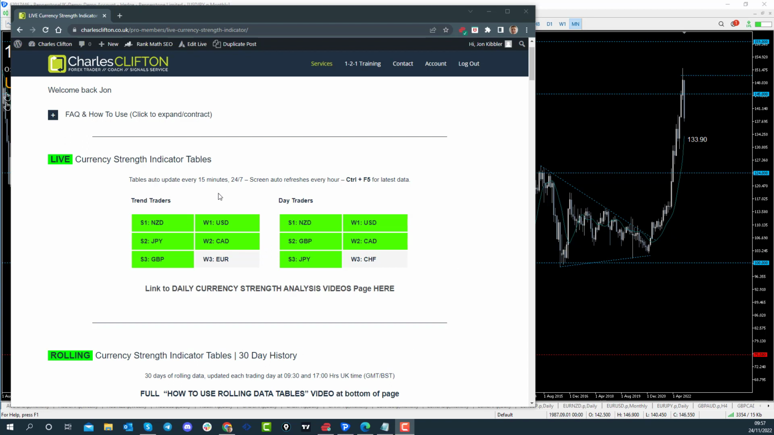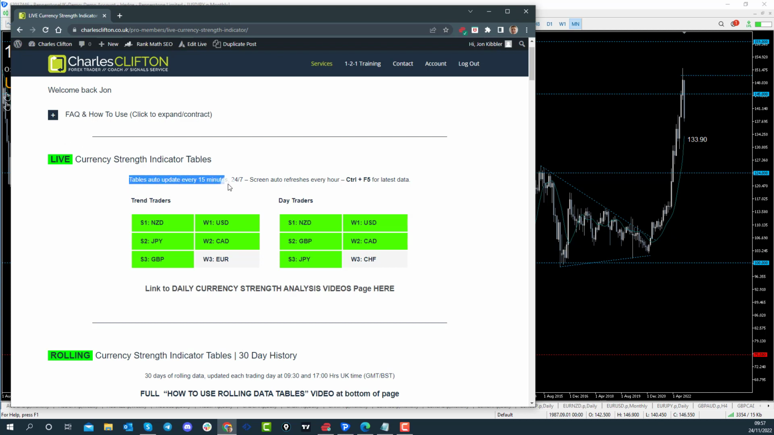Here you can see we have the live currency strength indicator tables in front of us. We have our trend traders table and our day traders table. These are showing the same studies but just highlighting different time frames. So our trend traders is our higher time frame and our day traders is our lower time frame. You can see here the currencies are highlighted in green. Those currencies that are highlighted in green are showing a confluence between the two time frames, and that's where we'll be focusing some attention in these videos.